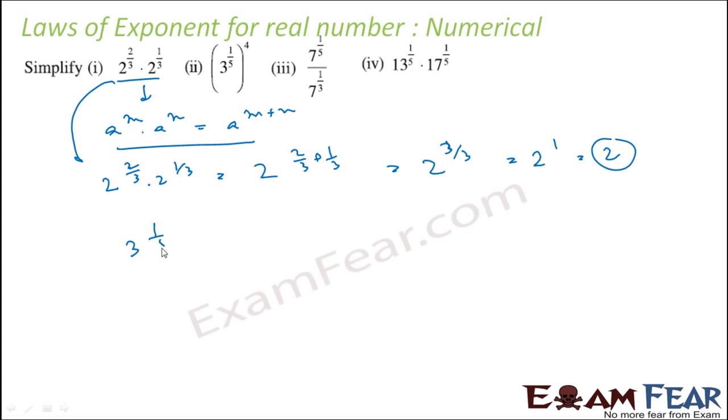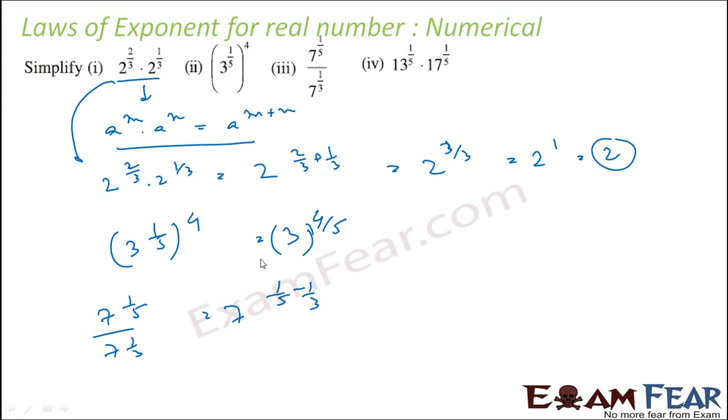This one, (3^m)^n, this will become 3^(mn), that is 3^(4/5). That's all. Let's see this: 7^(1/5) divided by 7^(1/3). This I can say 7^(1/5 - 1/3). Similar to multiplication, for division you subtract. And that is nothing but 7^(-2/15).